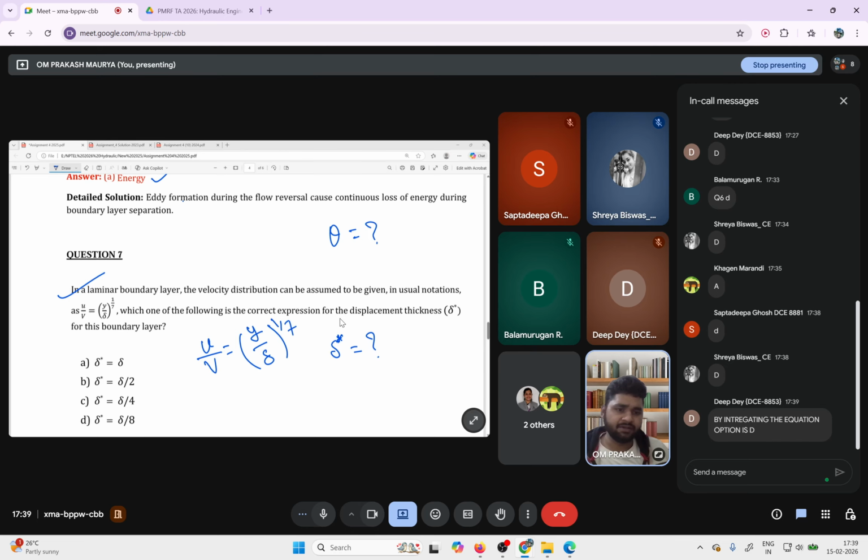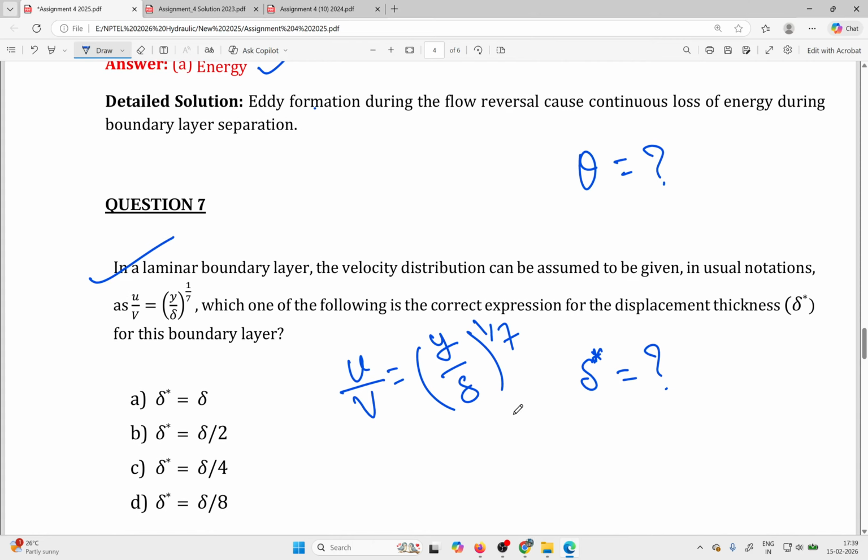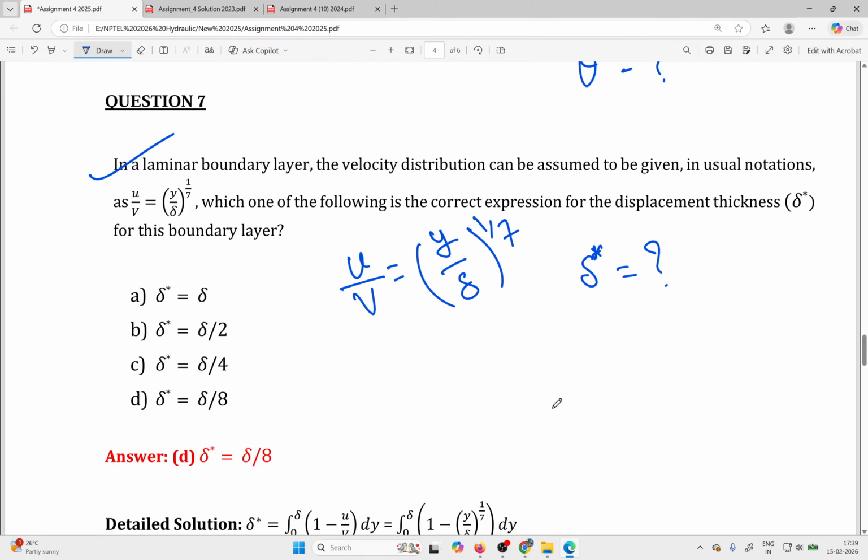Okay, by integrating the equation, option is D. Okay, fine, that is good. You are telling D option. Okay, Deep is also telling that D option is correct. Fine. So now let me just show you. So for other students, option D is correct.